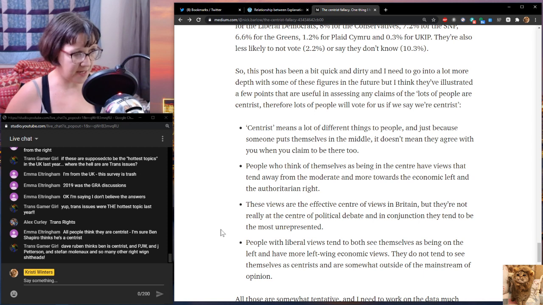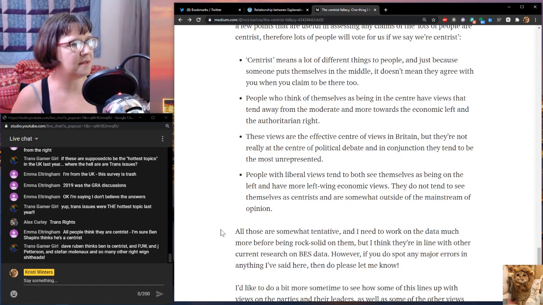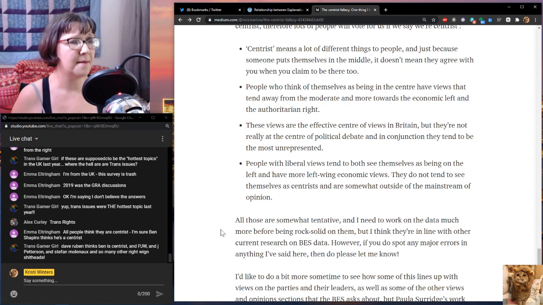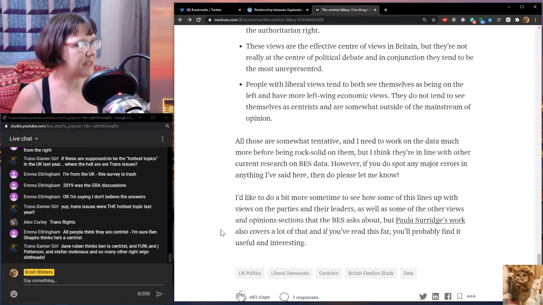In conjunction they tend to be most unrepresented, and people with liberal views tend to see themselves as being on the left and to have more left-wing economic views. They do not tend to see themselves as centrists and are somewhat outside the mainstream opinion. All of these are tentative, but I need to work with the data, yada, yada, yada.